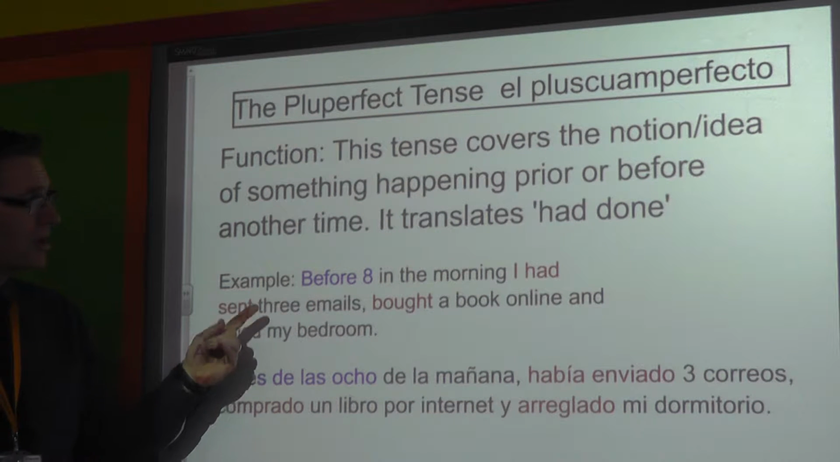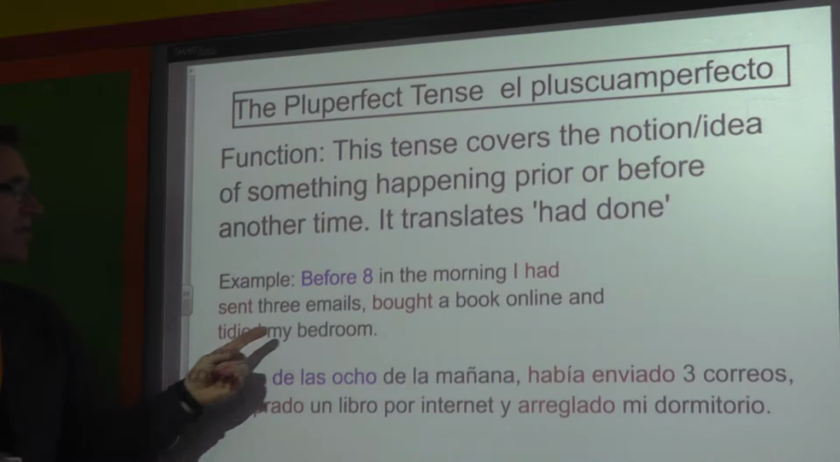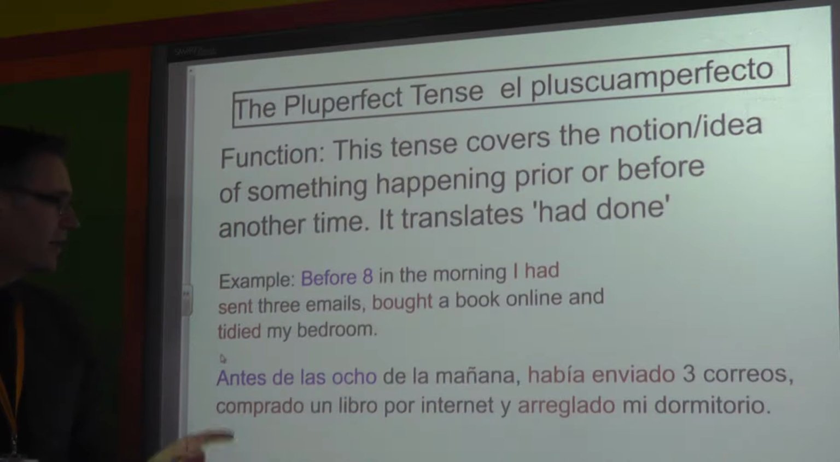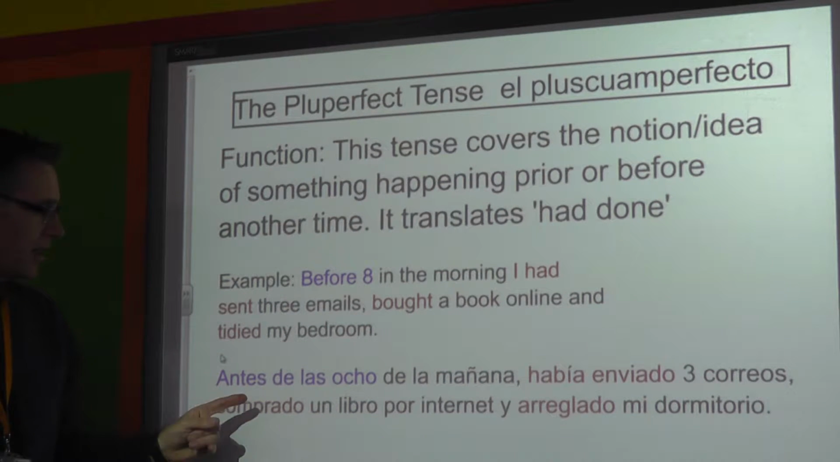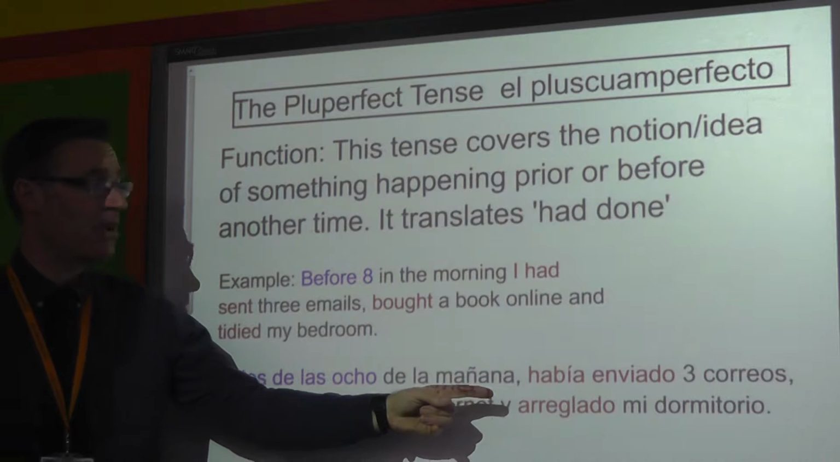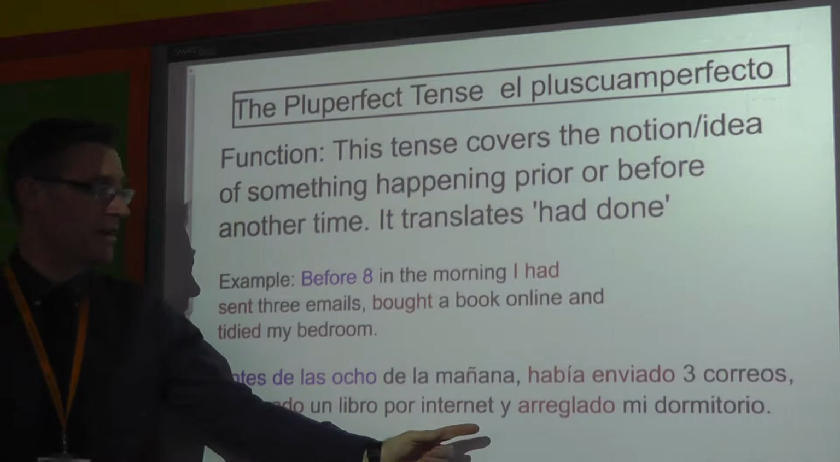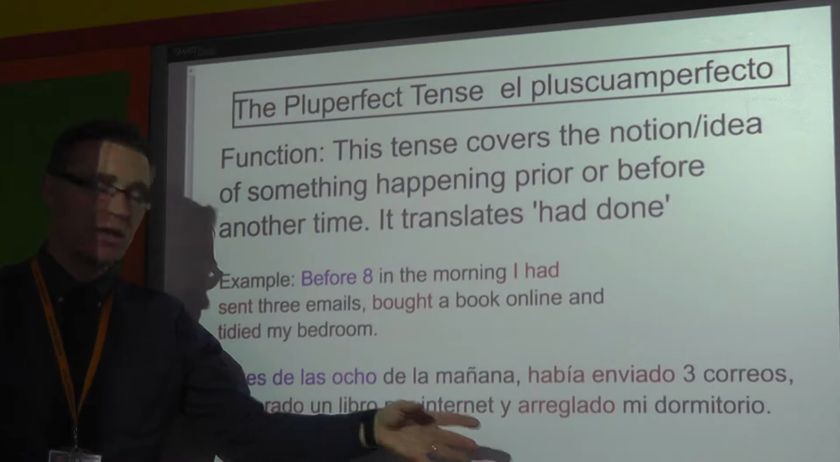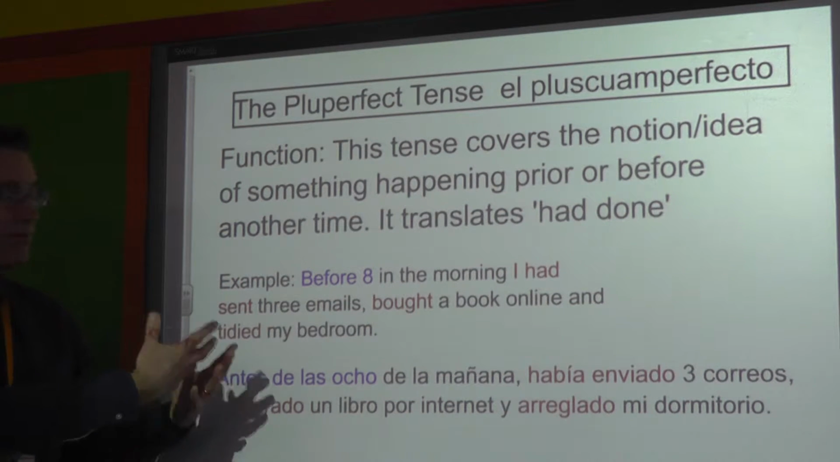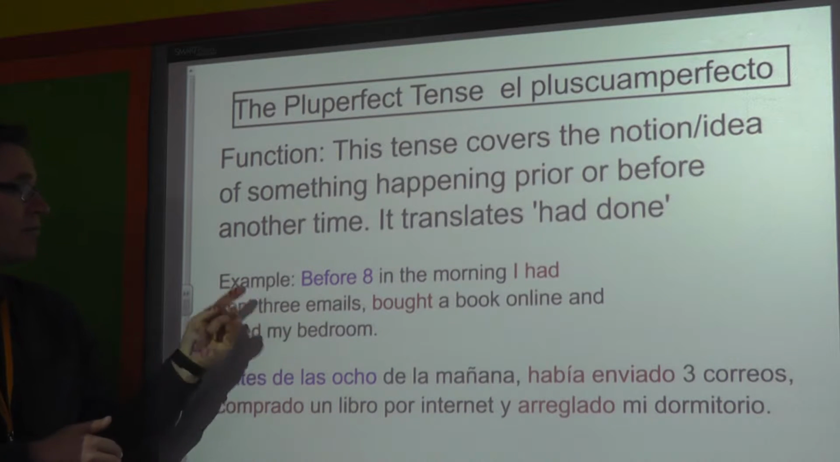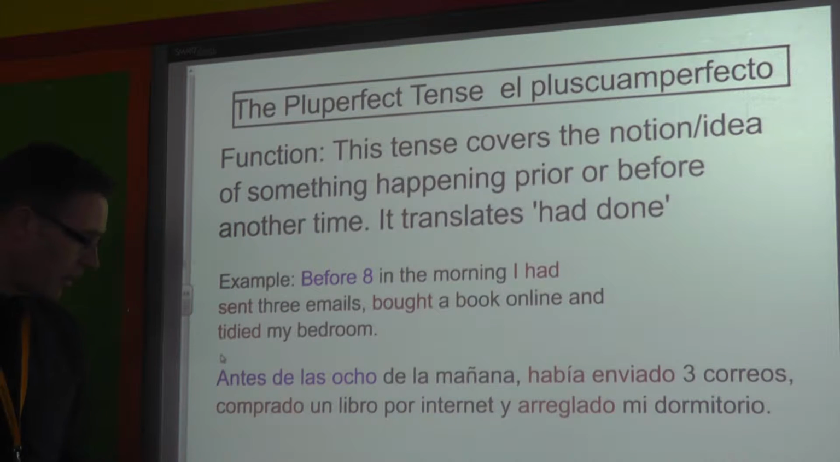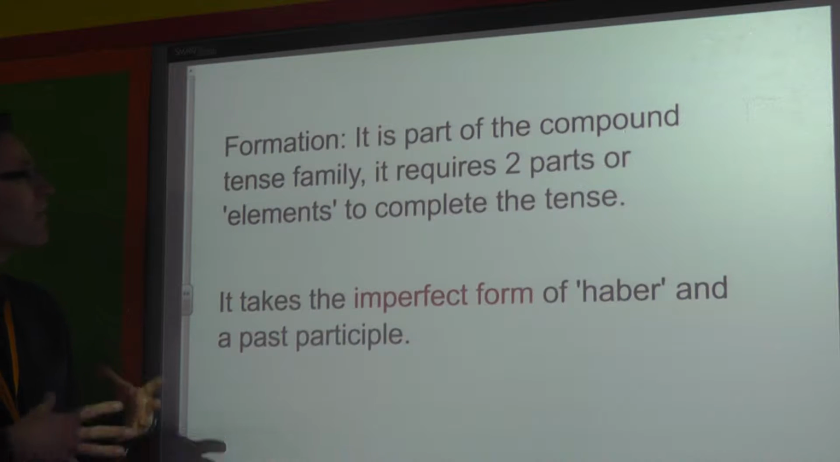So an example, before 8 in the morning I had sent 3 emails, bought a book online and tidied my bedroom. Antes de las 8 de la mañana había enviado 3 correos, comprado un libro por internet y arreglado mi dormitorio. So as you can see, in that case there were 3 actions which had been completed before a certain time. Okay, so let's have a look at how we form this.